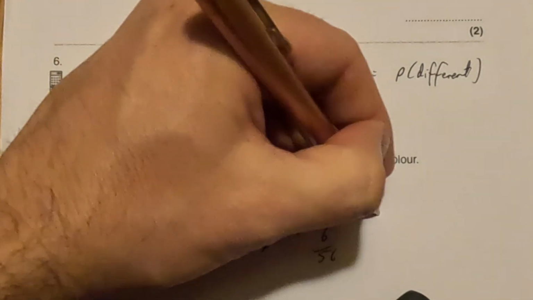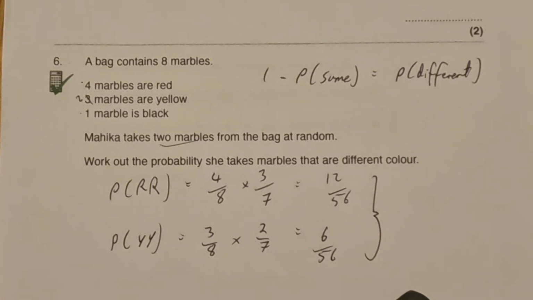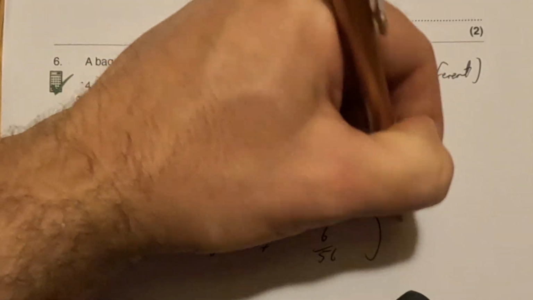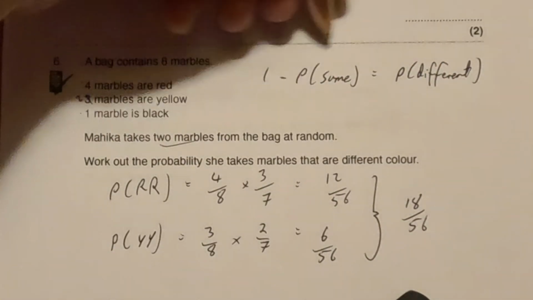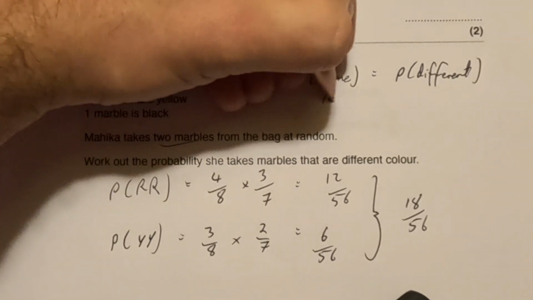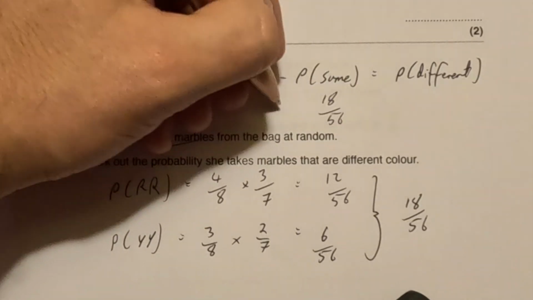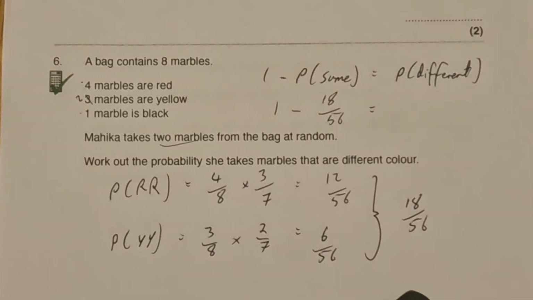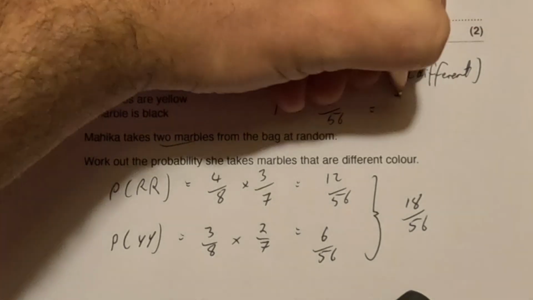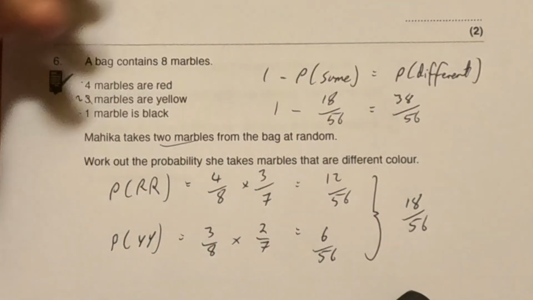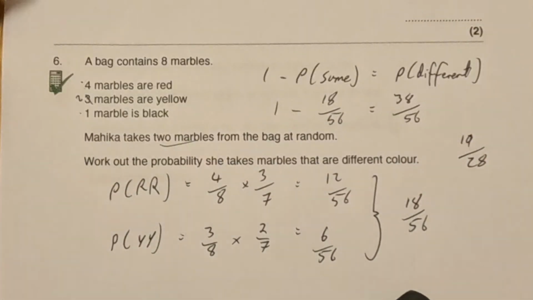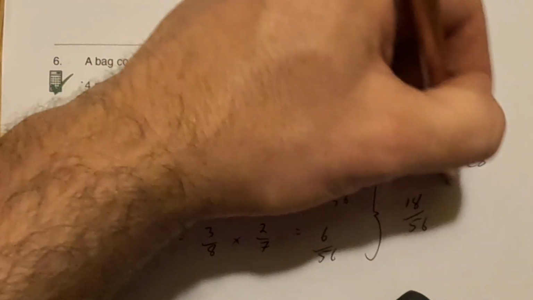Then, if we add them two together, that'll tell us the probability that the 2 marbles are the same colour. So 12/56 plus 6/56 would be 18/56. So that's fantastic. We now know the probability that the marbles are the same colour is 18/56. If we take that away from 1, so we do 1 minus 18/56 on our calculator, we'll find the probability that they're different to each other. And that's going to be equal to 38/56. Or if you've done it on the calculator, it may cancel it down for you straight away, and that'd be equal to 19/28. So the probability that Mahika takes marbles that are different colours would be 19/28.